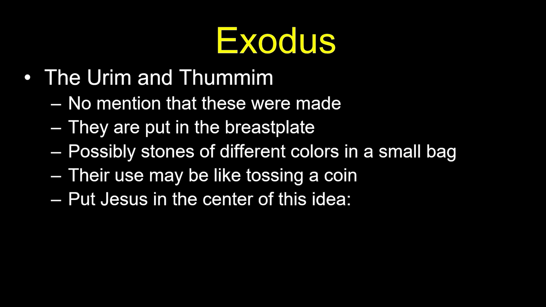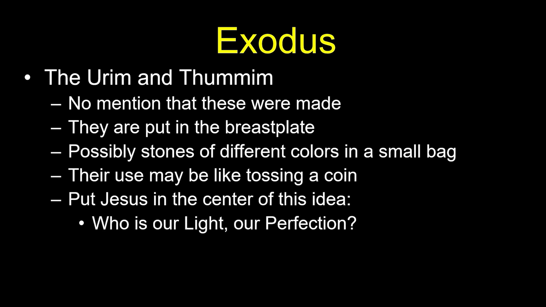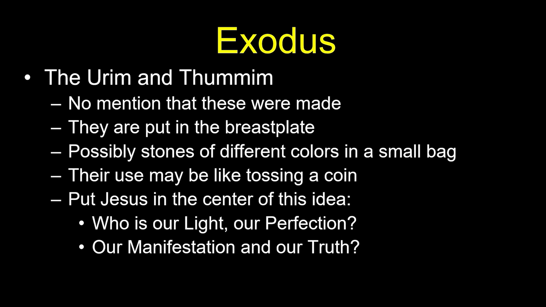The one thing you can do, though, in a manner consistent with the rest of our theme in Exodus, is take the Urim and the Thummim, and I can, with reasonable safety, not knowing what they were physically, suggest: who do they point to? Jesus Christ. Who is our light? Who is our perfection? Who is our manifestation and our truth? Who is the perfect judge? Who is the one that should be our guide? And you can build from this very quickly the analogy for us as Christian believers that the book of Exodus lays the groundwork for.